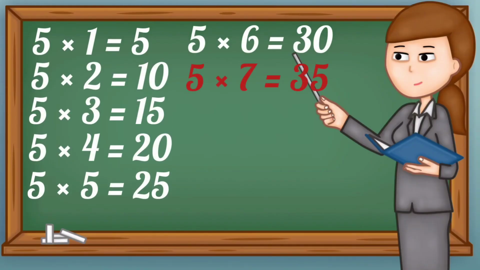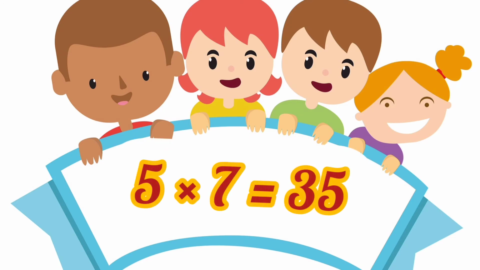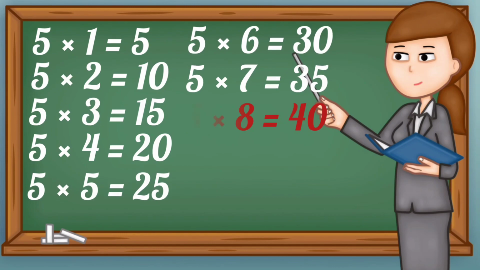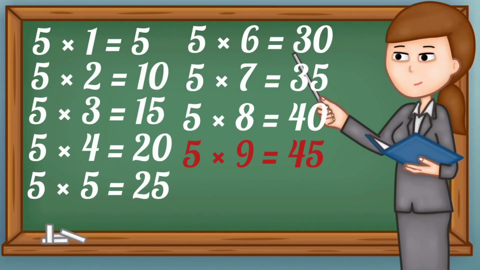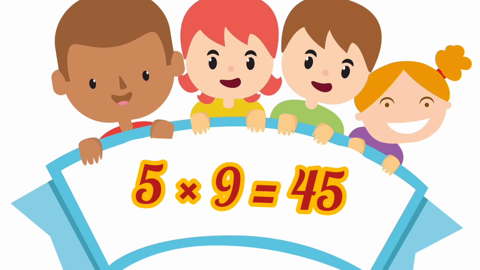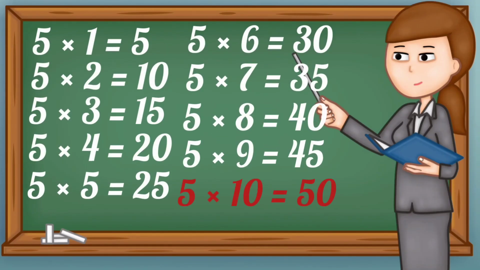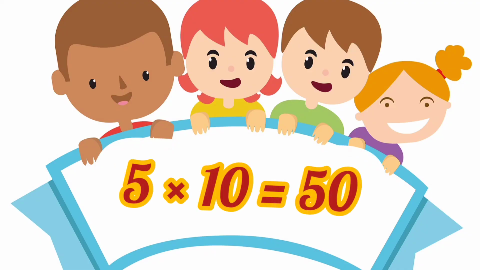5 sevens are 35. 5 7s are 35. 5 eights are 40. 5 8s are 40. 5 nines are 45. 5 9s are 45. 5 tens are 50. 5 10s are 50.